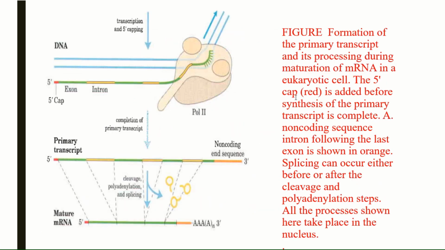In this figure, we see the formation of the primary transcript and its processing during maturation of messenger RNA in a eukaryotic cell. The 5' cap, indicated in red, is added before the synthesis of the primary transcript is completed. A non-coding sequence is called an intron. Following is the last exon, shown in orange. Splicing can occur either before or after the cleavage and polyadenylation step. All the processes shown here take place in the nucleus.